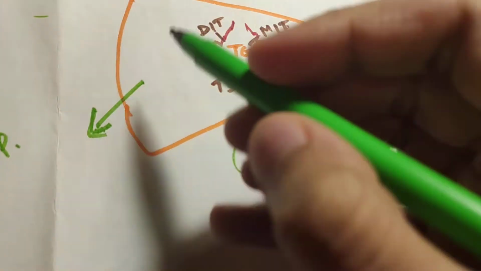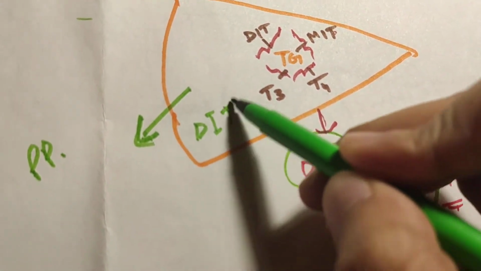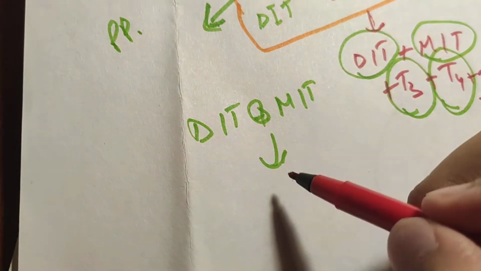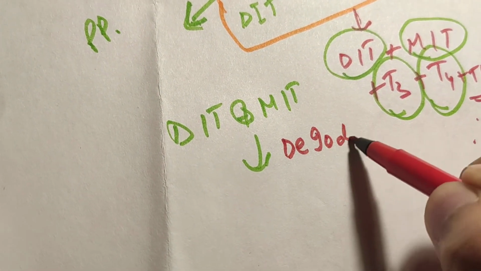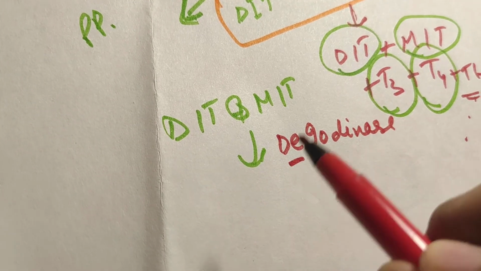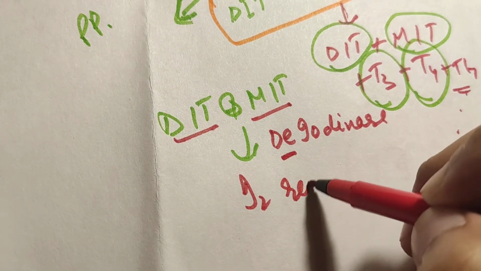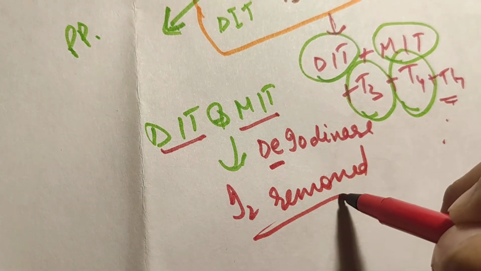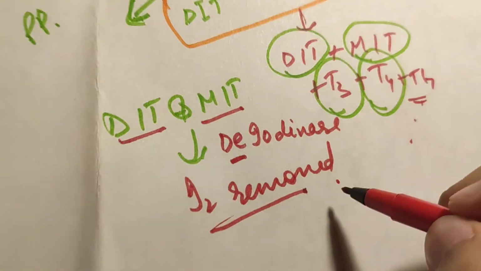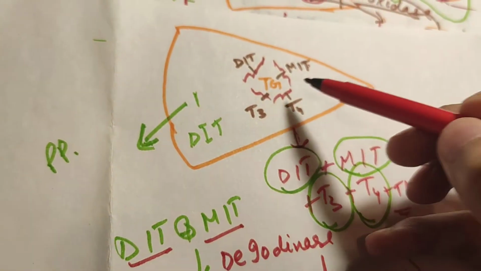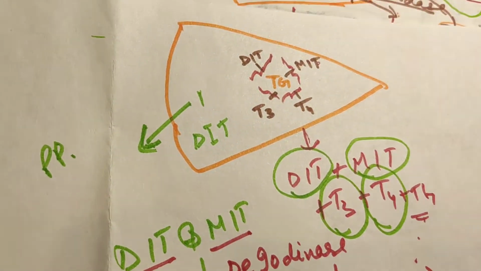But here, as I said, DIT and MIT are left. Now for this DIT and MIT, there is another enzyme in the follicle. That enzyme is deiodinase. It is removing iodine from the DIT and MIT residues, and this iodine which is removed is recycled iodine. This is again used to produce T3 and T4.